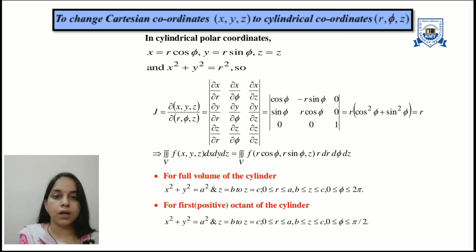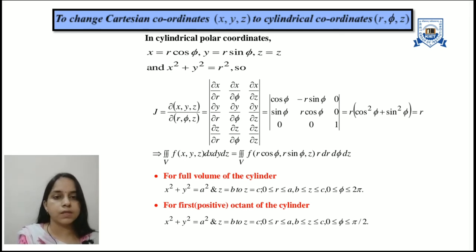The transformation of cylindrical polar coordinates is just like simple polar coordinates. x equals r cos phi, y equals r sin phi, and z remains z, which gives the length of the cylinder. And the Jacobian of x, y, z with respect to r, phi, z comes out to be r. So the triple integration of f(x,y,z) dx dy dz becomes the triple integration of f(r cos phi, r sin phi, z) r dr d phi dz.